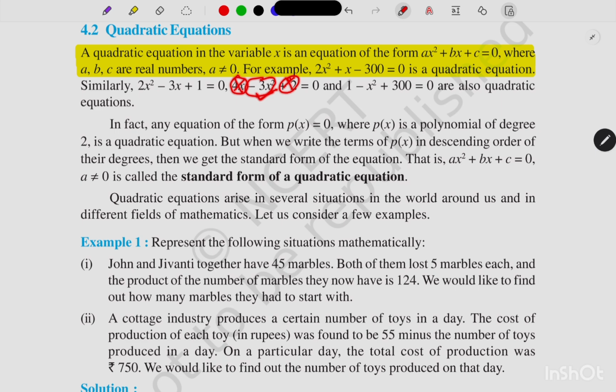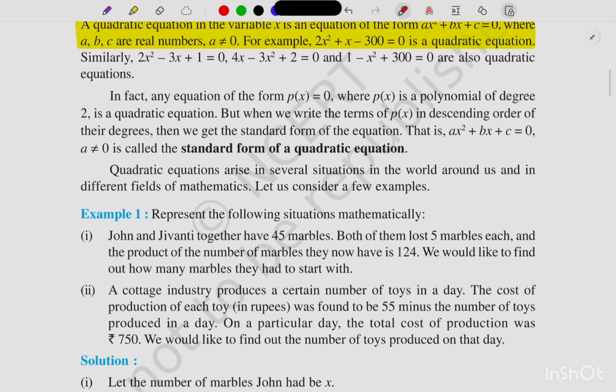Now you might be asking why? Because we said that a, b and c are real numbers and a is not equal to 0. 0 is a real number. Okay, so b and c can be 0, and a is not equal to 0.